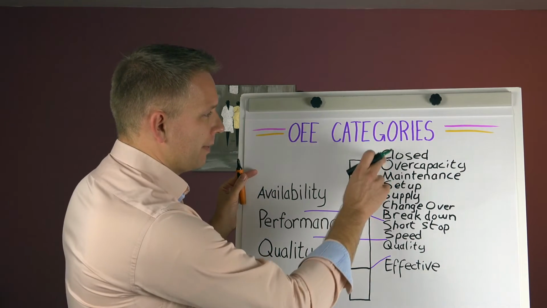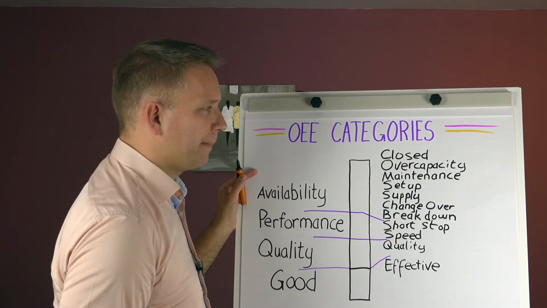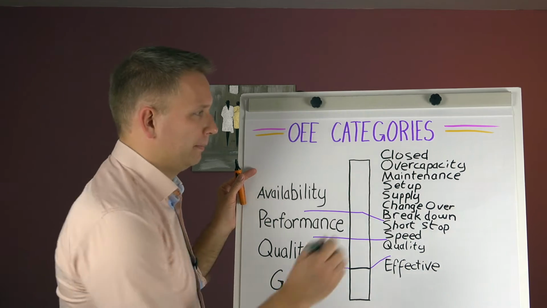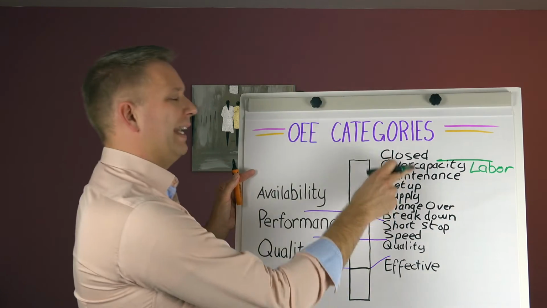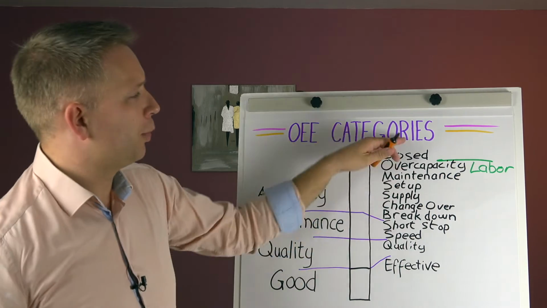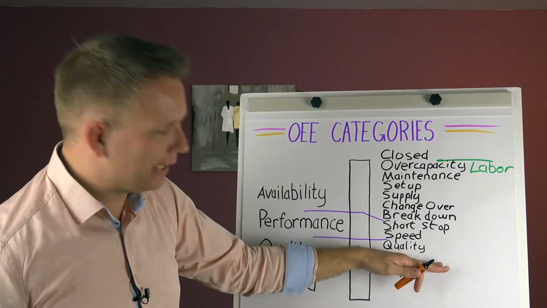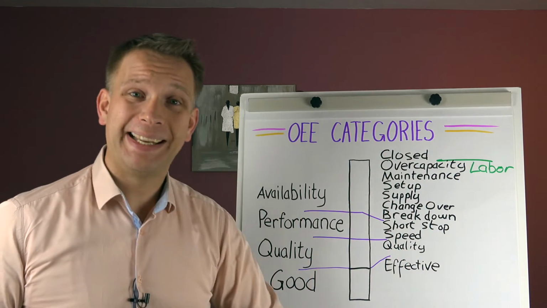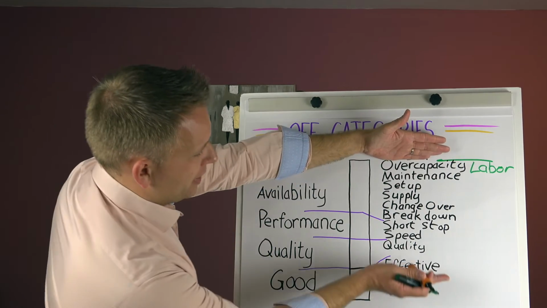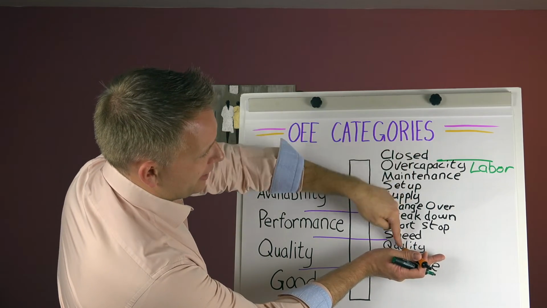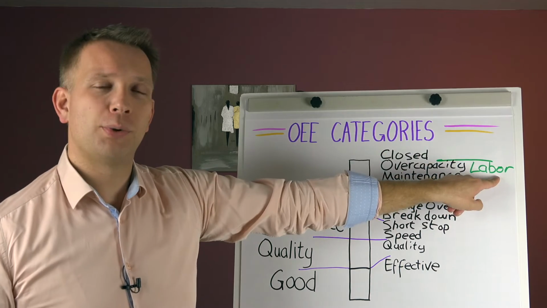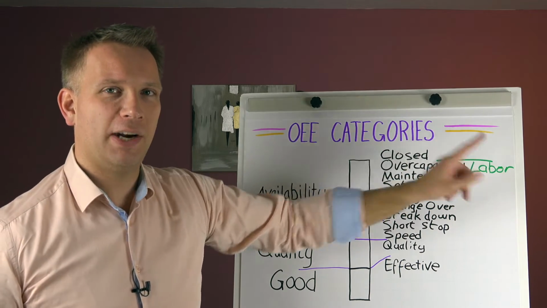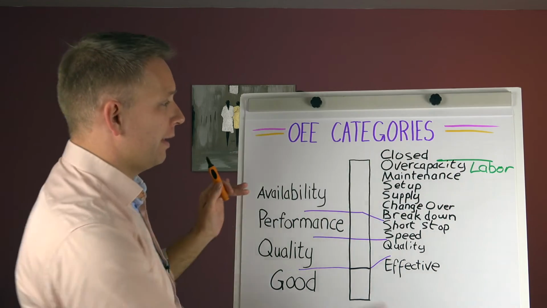For instance, here, between closed and overcapacity, we have a link with labor. Because any time that the line is closed, we are not spending labor. Any of these categories, we are spending labor. So from this till this, all that time multiplied by how many operators are running that line are also direct labor losses. So we've got direct labor spend here.